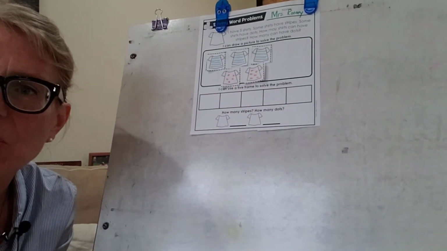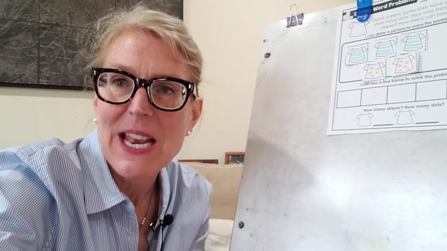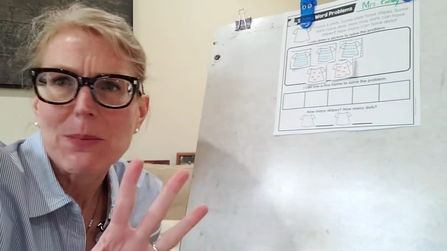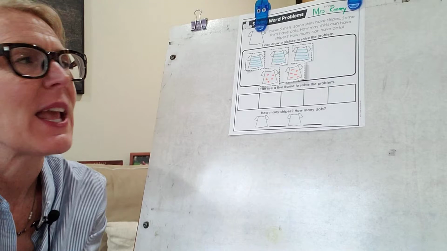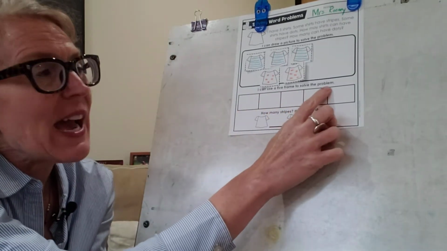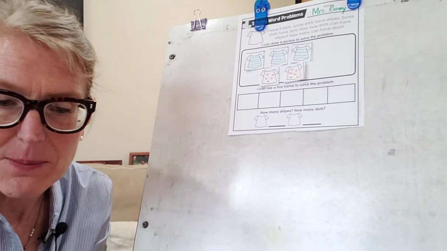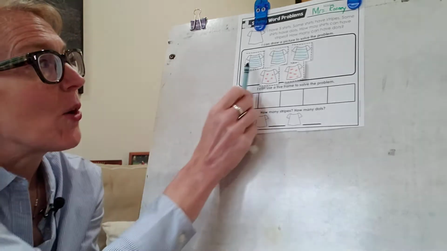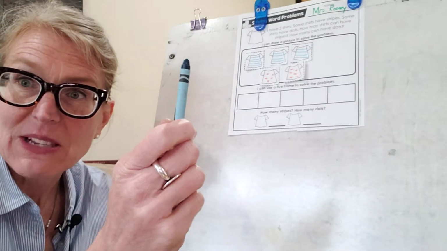All right, now it says I can use a 5 frame. Well, yesterday we used a 10 frame, right? But now I can use a 5 frame because I only have those 5 shirts. So now it says I can use a 5 frame to solve the problem.